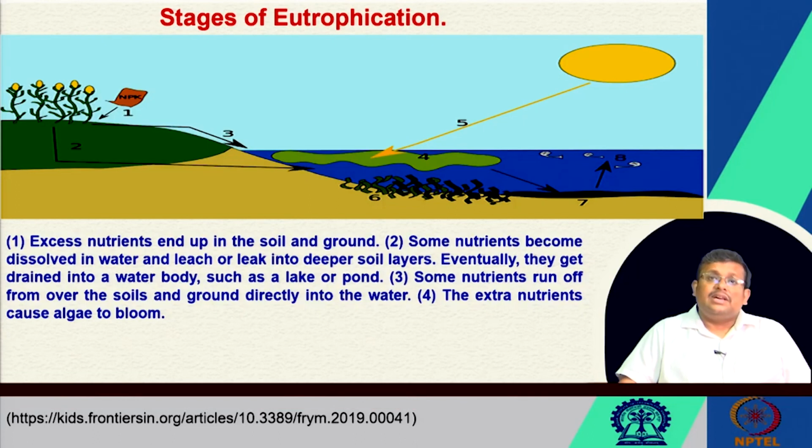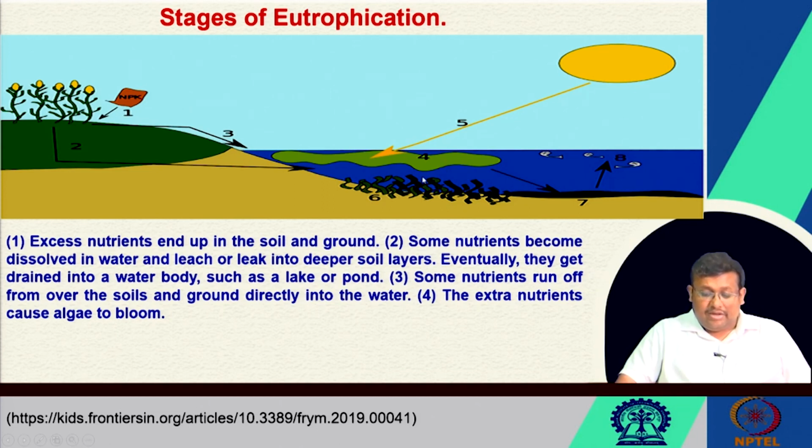So, what are the stages of the eutrophication? There are generally 4 stages of the eutrophication. First stage, you can see this is the excess of nutrients. Suppose you are applying huge amount of NPK fertilizer in the soil and the ground, and that will ultimately go to the water body. Second step is some nutrients become dissolved in water and leach into the deeper soil layers. Eventually, they get drained into the water body such as lake or pond. So, here you can see this is the second pathway. Third is some nutrients run off from over the soil and ground directly into the water. So, this is the third.